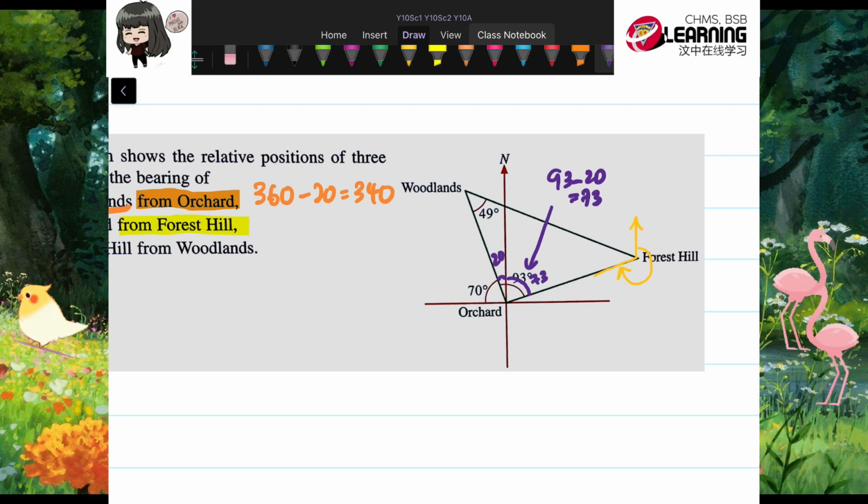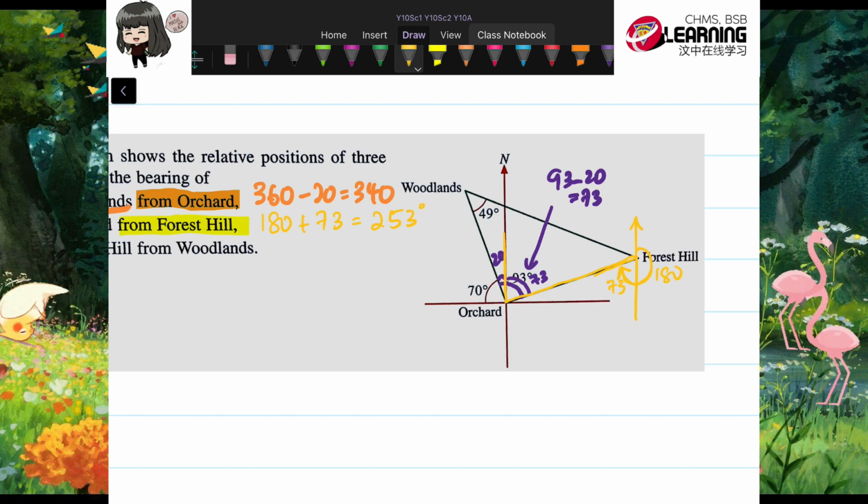If this is 73, because this whole thing is 93, so if this is 20, the other one is 73. So we can form an alternate angle here, set until here. So this is 73. So if this is 73, the whole bearing here we can know is 180 plus 73. So it's 180 plus 73, then we get 253 degree.